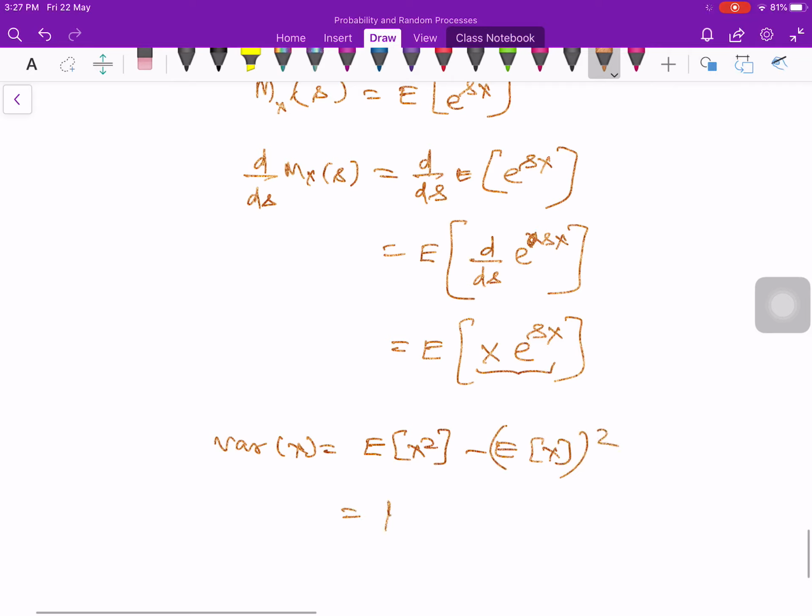So this is mu 2 and this one is mu 1 squared. Once you know these two moments, the first order moment and the second order moment, you can find the variance of the random variable. This is very useful. Therefore the transform, or the moment generating function, is a very important concept for calculating the various parameters of our random variable.